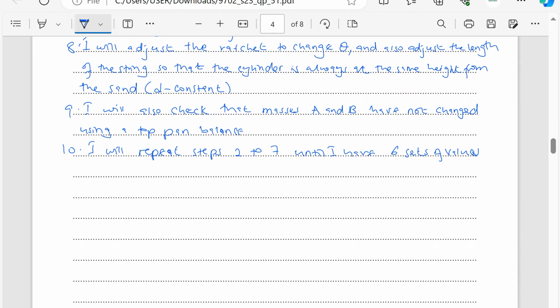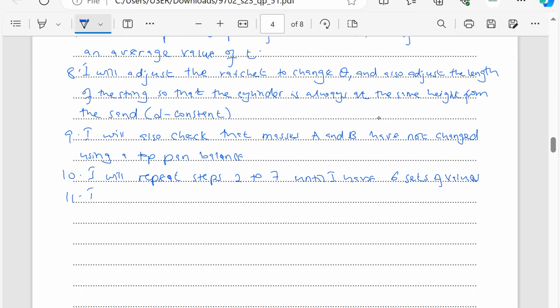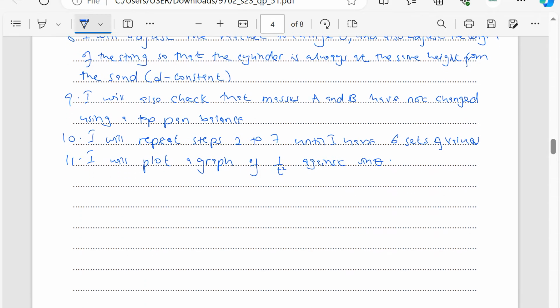So now that I have 6 sets of results, the next thing is to plot a graph. We have already seen which graph we shall plot. So I'll plot a graph of 1 over t squared against sine theta. And we have seen what the graph would be like.